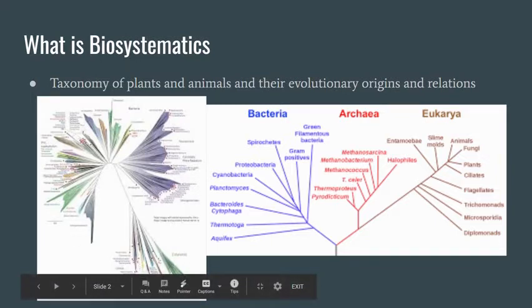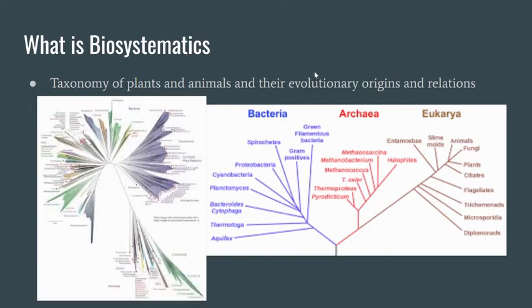Right here, both pictures are the diagram of the tree of life. Obviously, you really don't have to memorize this, just get a general idea of what goes where. For example, domain archaea is more closely related to eukarya than bacteria.